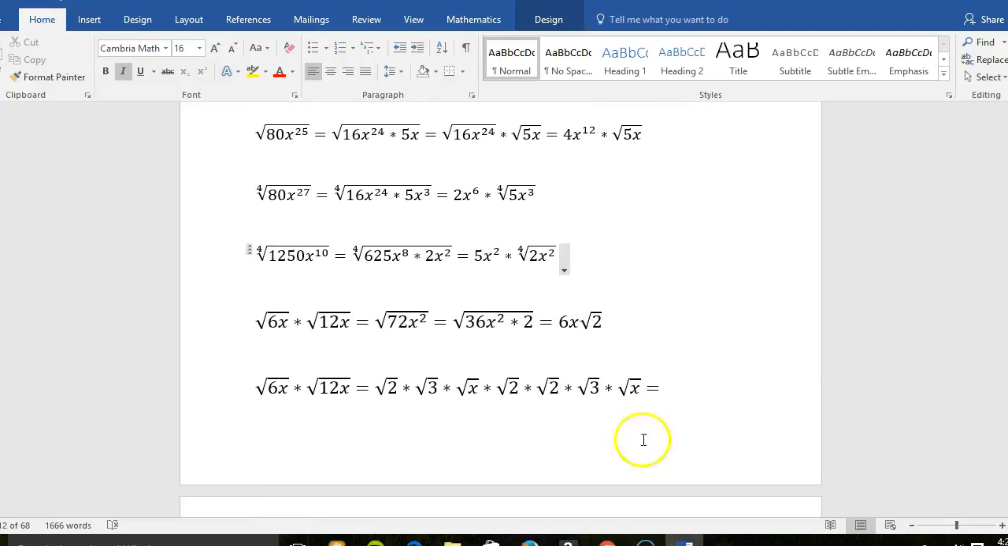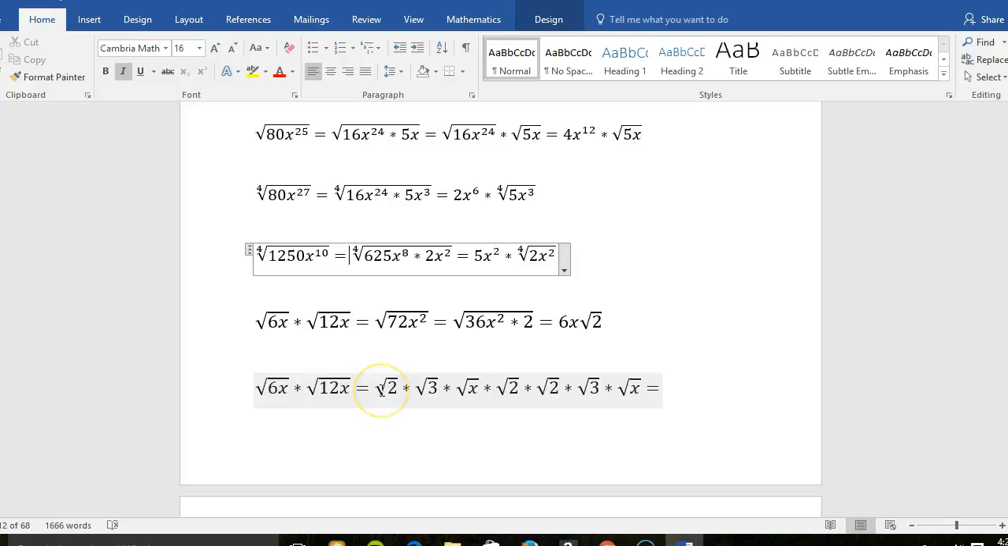And now, here's another point of view. Most of you would probably rather do it this way. This is probably the smartest way to do it. But if you like to take things apart piece by piece, here's something for you. Here's method 2. The same problem, radical 6x times radical 12x.